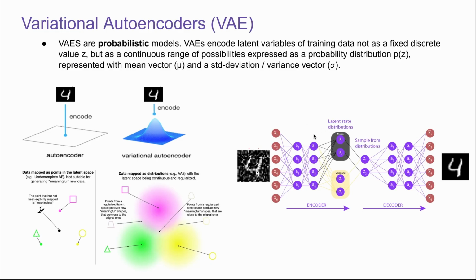So this is the architecture of the variational autoencoder. It's very similar to autoencoder. The only difference is the latent space here. The latent space is represented by mean and variance, and we sample z from the latent space, and the decoder uses this sampled z to generate the image.